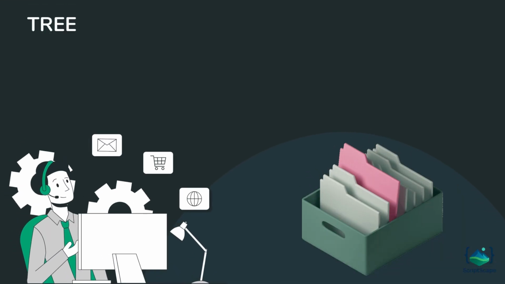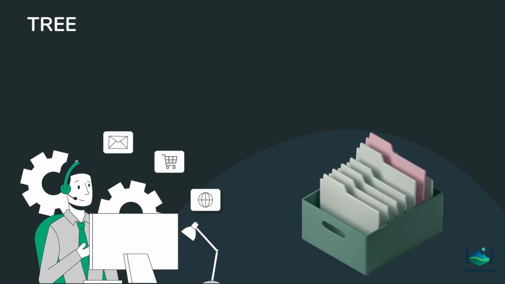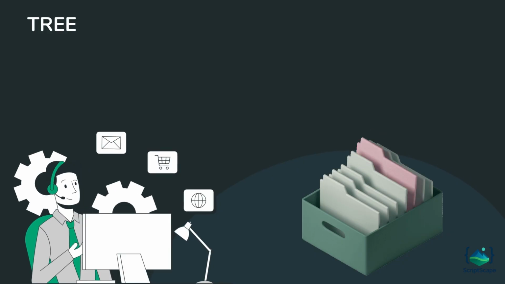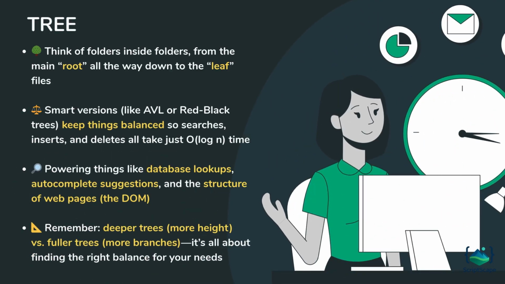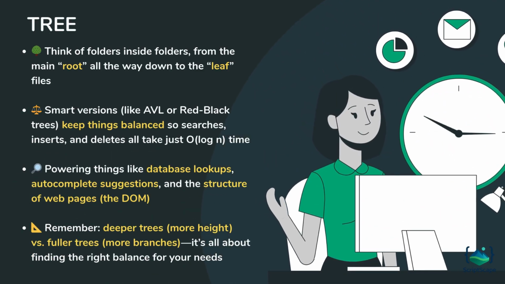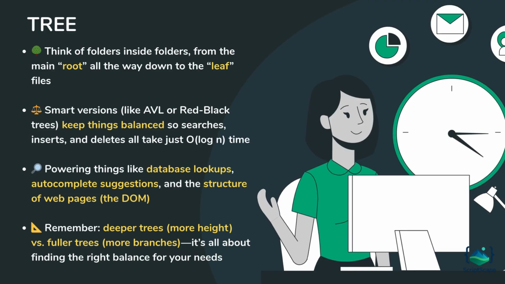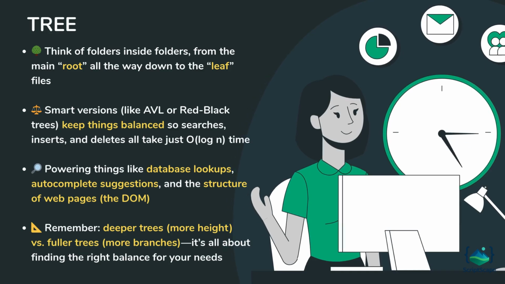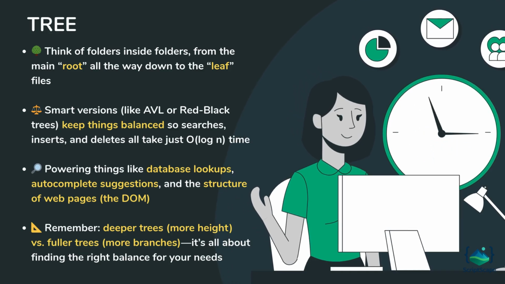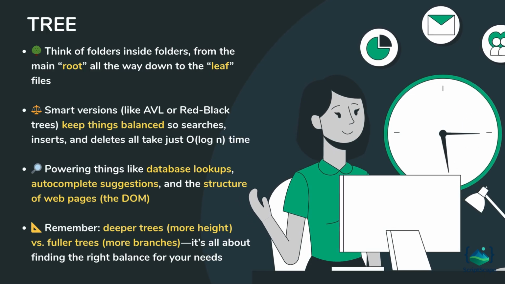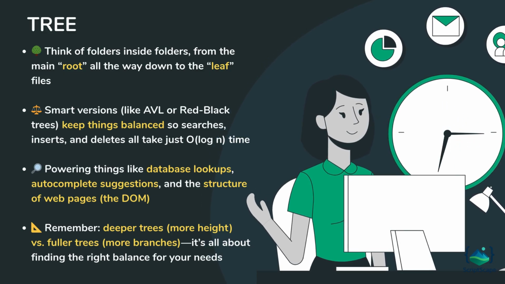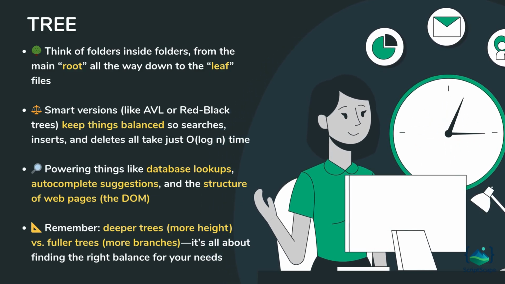Tree. Flip open your laptop's file explorer. Folders within folders within folders. That's a tree. In a balanced tree, search, insert, and delete all happen in logarithmic time. Every extra level doubles capacity, but adds only one extra step. Trees power everything from autocomplete suggestions to the entire document object model living inside your web browser.